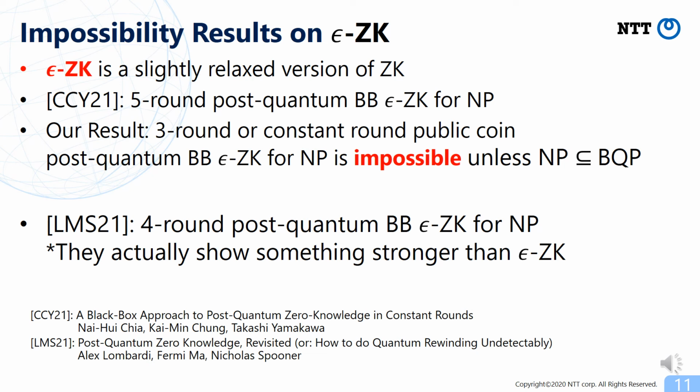As additional results, we also show some impossibility results about what is called epsilon zero knowledge. The epsilon zero knowledge is a slightly relaxed version of zero knowledge, and please refer to our paper for the definition of epsilon zero knowledge. In our previous work, we constructed a 5-round post-quantum black box epsilon zero knowledge for NP, and on the other hand, in this work, we show that 3-round or constant round public coin post-quantum black box epsilon zero knowledge for NP is impossible unless NP is contained in BQP, and there was a gap between the upper and lower bounds, but this gap was closed by subsequent work by Lombardi, Ma, and Spooner, who gave a 4-round construction. And actually, they showed something stronger than epsilon zero knowledge, as I will explain next.